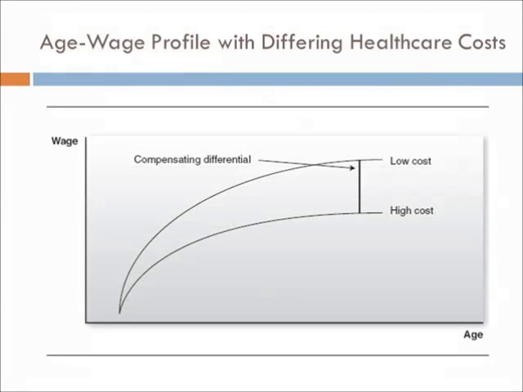Let's take a look at the age-wage profile. Over the life cycle, wages rise rapidly in the early years of an individual's career and then tend to flatten out as the person gets older. This is usually explained as wage compression, in that in the later years there are fewer increases in productivity.